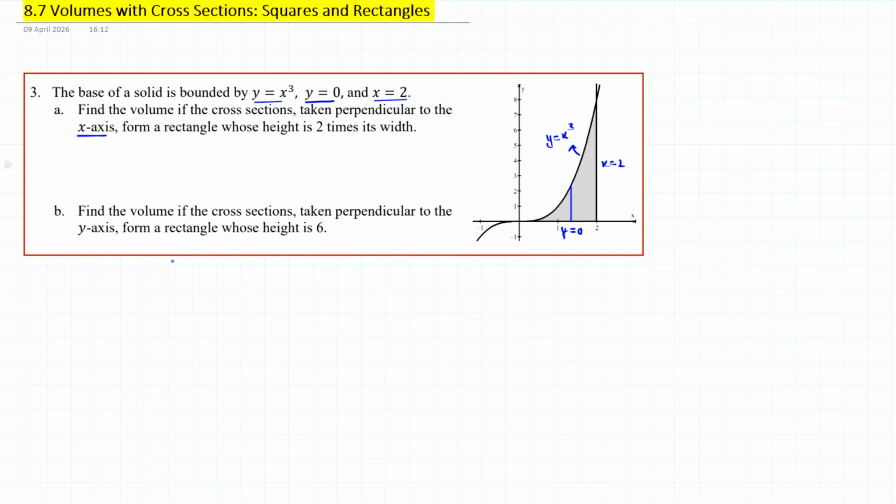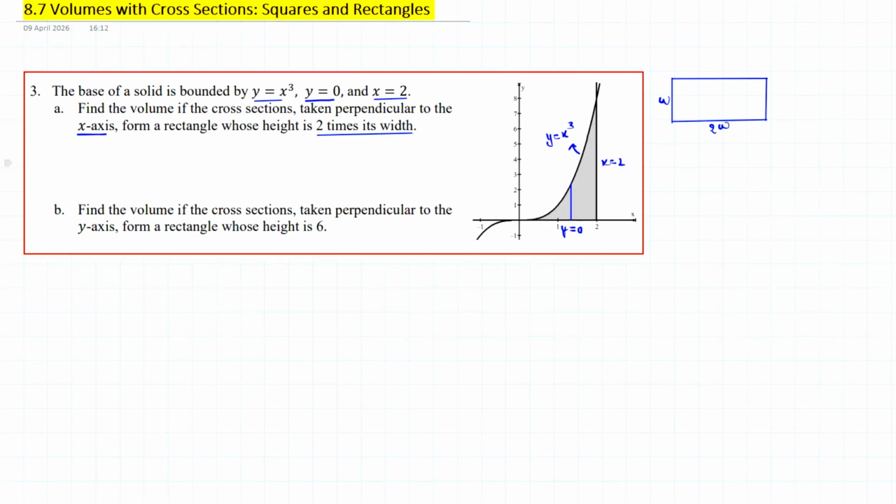Let's take the rectangle. So this is the rectangle. You can see this one is the width, and the height is 2 times its width, so the height is 2w. Now this width is equal to this length.